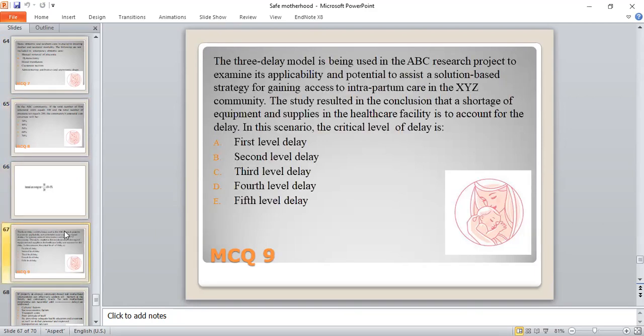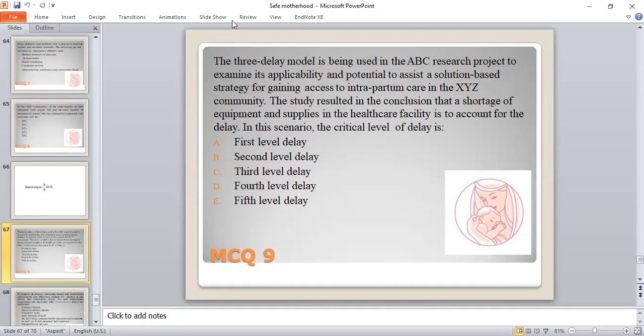MCQ number 9. The three-delay model is being used in the APC research project to examine its applicability and potential to assist a solution-based strategy for gaining access to intrapartum care in the XYZ community. The study concluded that the shortage of equipment and supplies in the healthcare facility accounts for delay. In this scenario, the critical level of delay is: A, first level delay; B, second level delay; C, third level delay; D, fourth level delay; or E, fifth level delay. What will be the correct option?